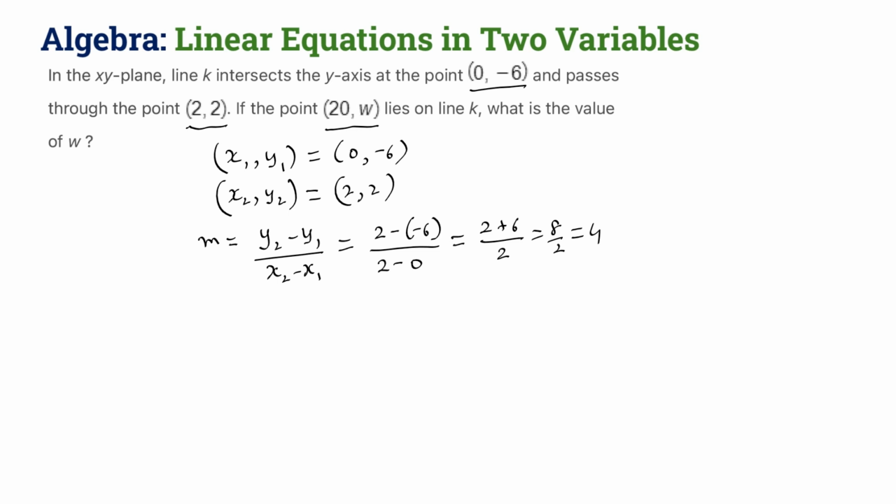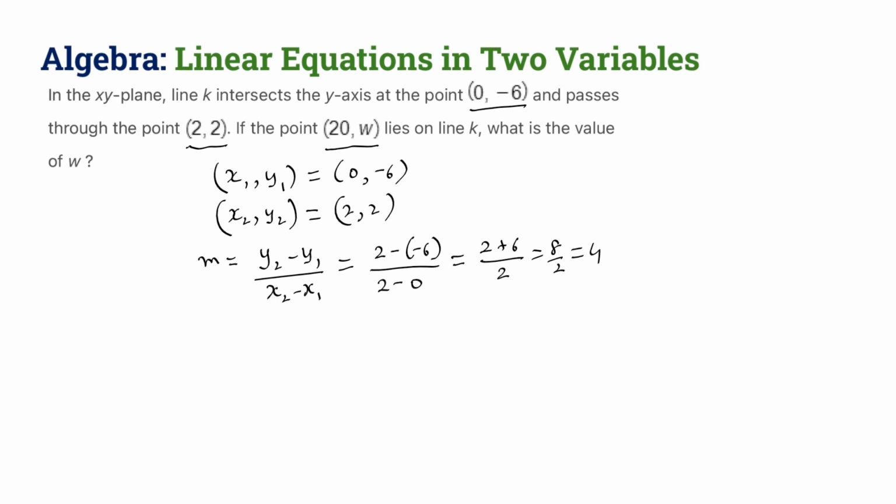Since the line K intersects the y-axis at this point (0, -6), -6 is our y-intercept, okay? And so our equation of the line is going to be y equals 4x minus 6. 4 is our slope, -6 is our y-intercept, okay?